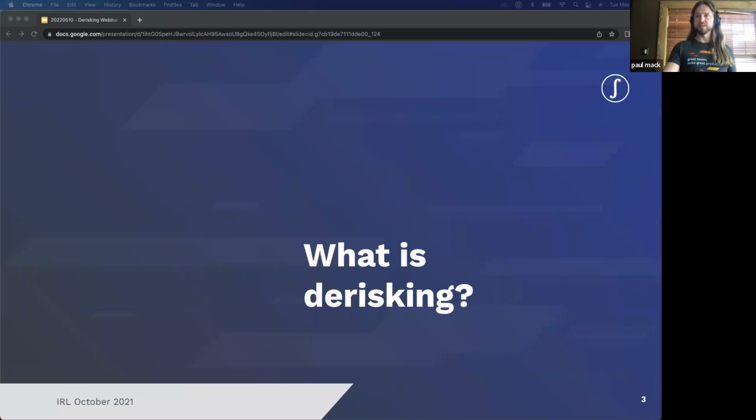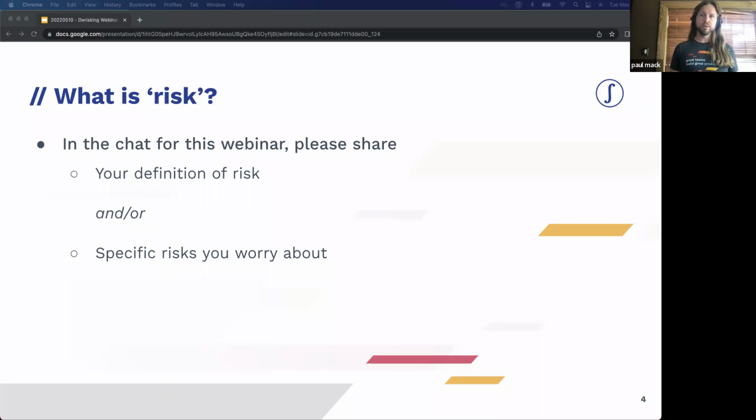We'll talk more about what de-risking means. I want to start by talking about some core definitions, and then we'll get into how we apply these in practice. So I'll start with this question. We use the word risk a lot. It's a buzzword and a bit jargony even at this point. So I'm curious about your thoughts on what it means.